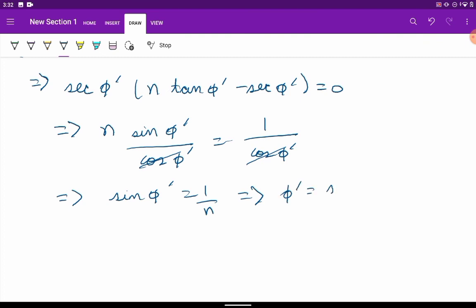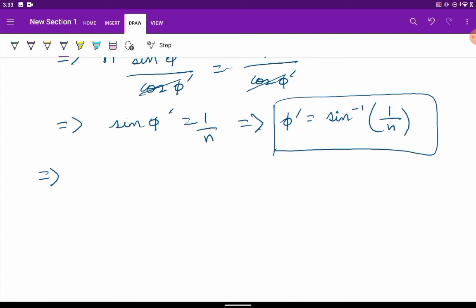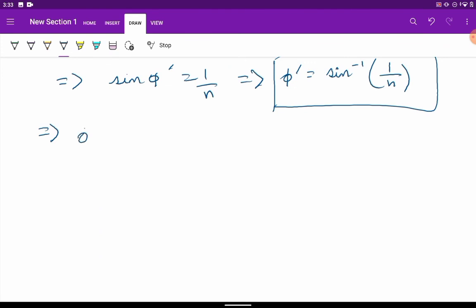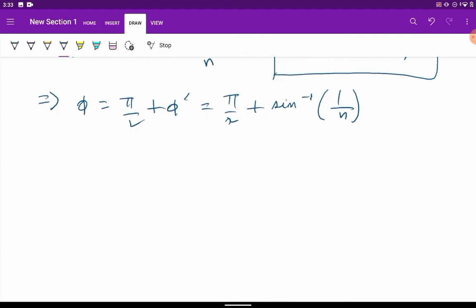Phi dash is basically sin inverse 1 by n. So the angle which we needed was phi, which is pi by 2 plus phi dash. Phi is pi by 2 plus sin inverse 1 by n. This can also be written as arc sine 1 by n. So basically that is the value, and of course you can substitute the value of n here and you can get the value in either radians or degrees as you require. So yeah, that's that. Thank you.